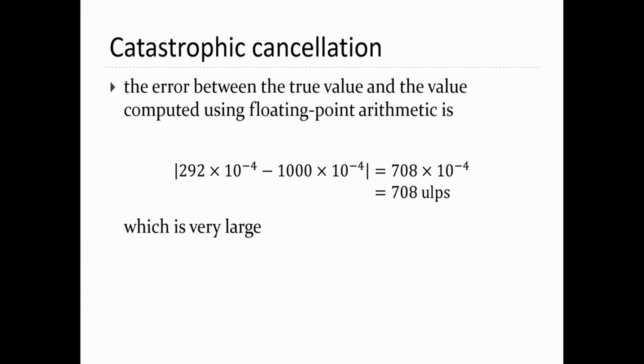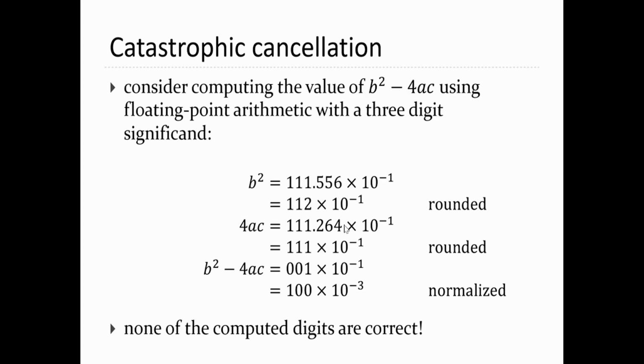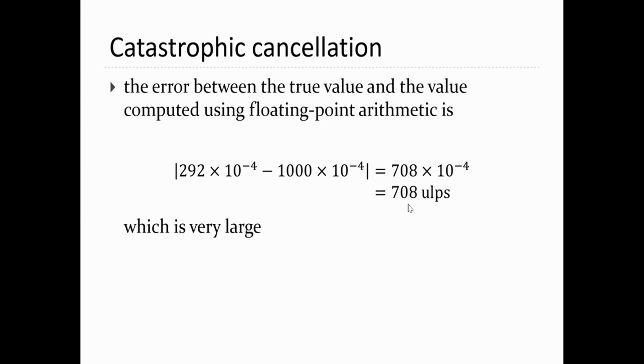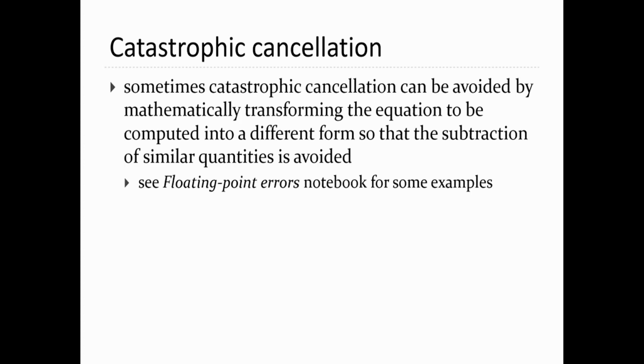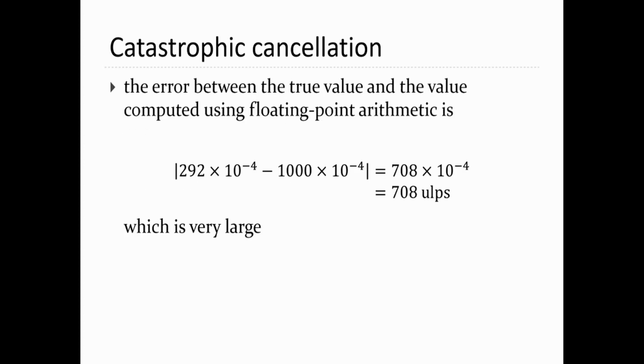This is interesting. The 2 intermediate values, are they correctly calculated? Yes, they're correctly calculated to within 1/2 an ULP. B squared and 4ac are correctly calculated to within 1/2 an ULP, which is what the standard says has to happen. The difference is correctly computed to within 1/2 an ULP. But when you compare it to the true answer, you now have an error of over 700 ULPs, which is very large relative to the correct answer. So this phenomenon happens, and there's nothing in general that you can do to avoid it.